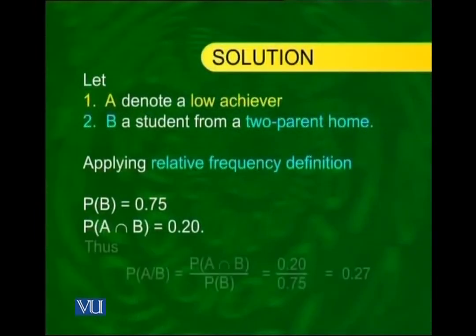Coming back to this example, the probability that a student comes from a two-parent home is 0.75. The probability that a student is a low achiever and comes from a two-parent home is 0.20. And according to the formula of conditional probability, the probability that a student will be a low achiever given the information that he comes from a two-parent home is equal to 0.20 divided by 0.75. In other words, this probability is equal to 0.27.